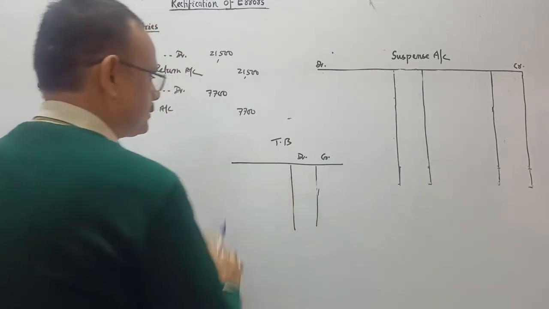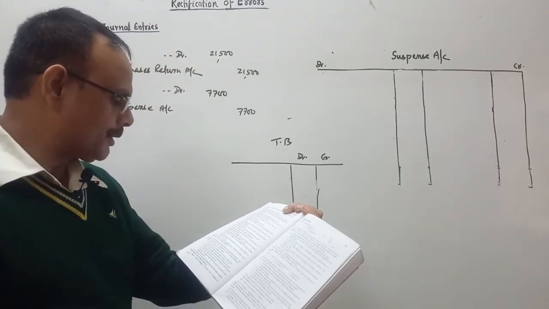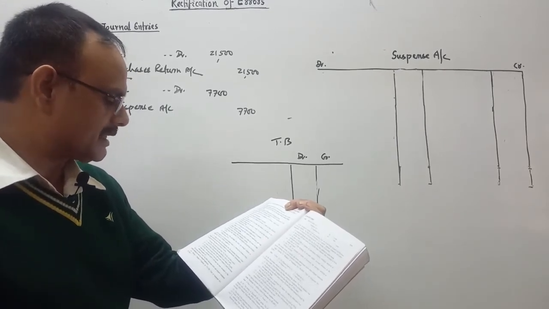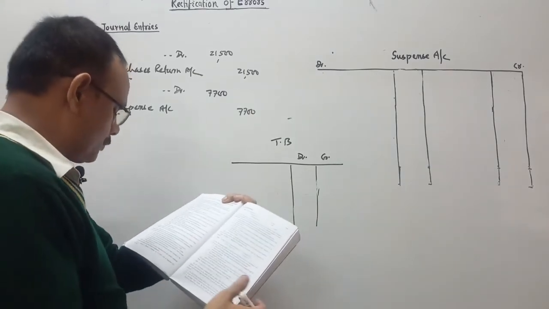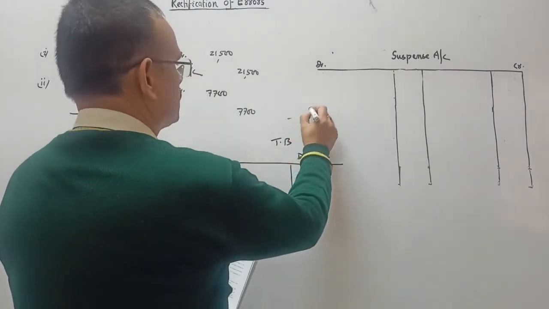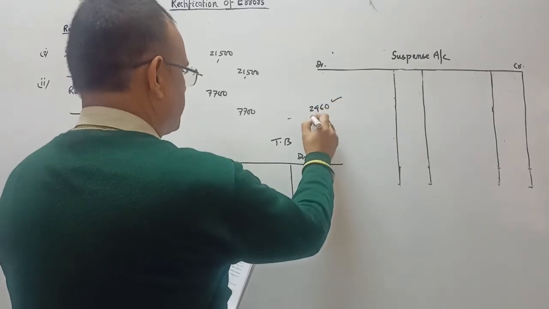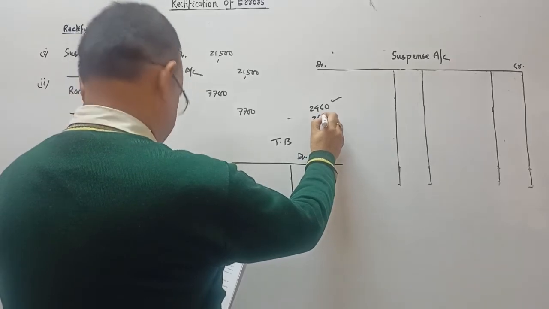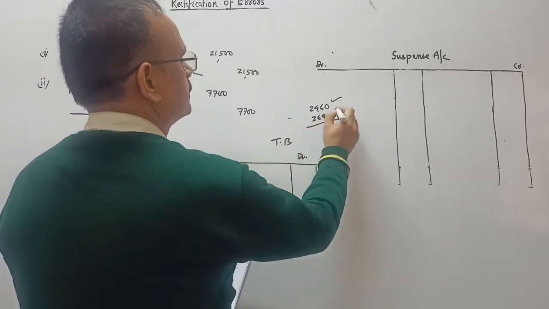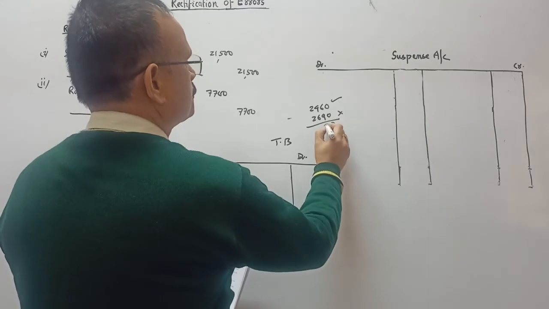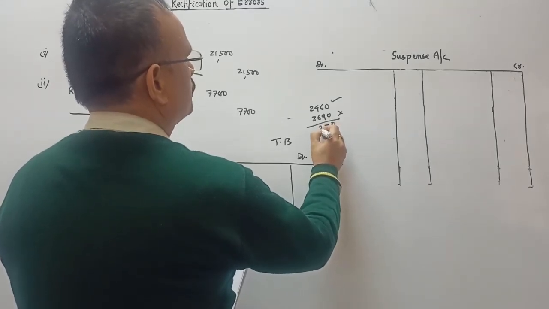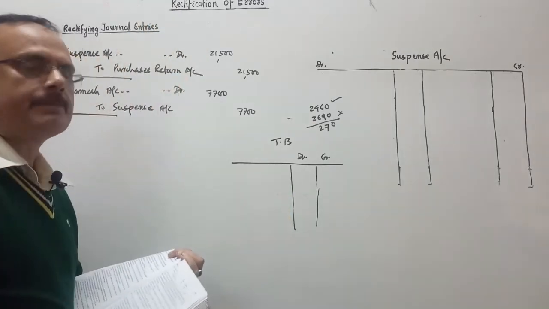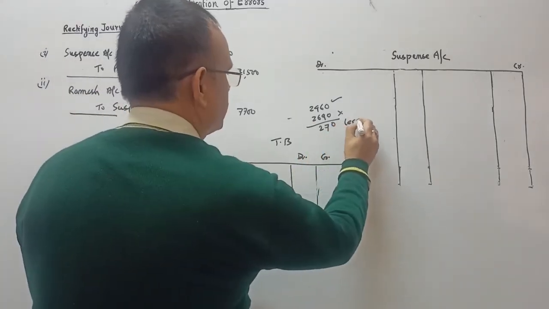See the next. A sale of rupees 2,960 to Shyam has been recorded in the sales book as 2,690. So we have sold goods to Shyam for 2,960, but we have recorded in the sales book as 2,690. This is wrong. So what is the difference? The difference is 270. We have recorded a lesser amount.